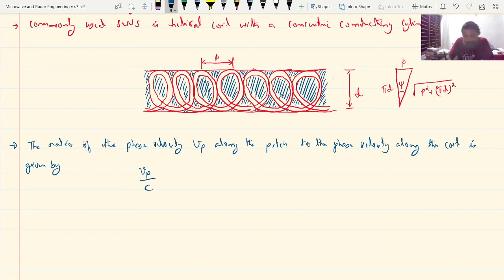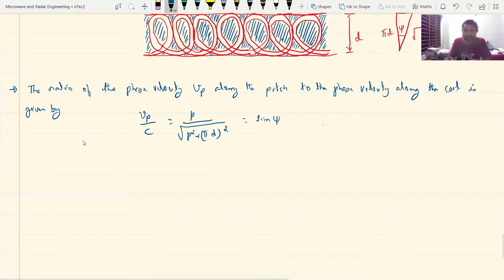Vp by C is nothing but P by root of P square plus pi d square, which is nothing but sin psi. Okay, keep in mind, the ratio of phase velocity along the pitch to the phase velocity along the coil is given by Vp by C is nothing but P by root of P square plus pi d the whole square, which is nothing but sin psi.